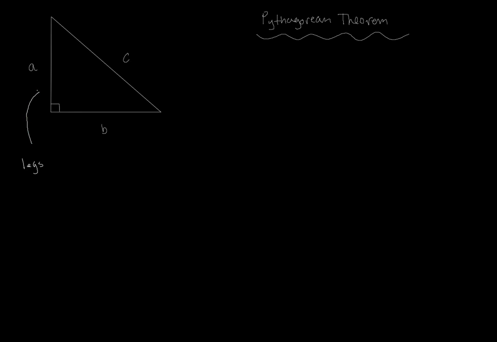So side A and side B are both legs, and essentially those are the two sides that form a right angle, at least in a triangle. So we're talking about the sides that are forming the right angle here, and these two are the legs. They're usually not the longest.